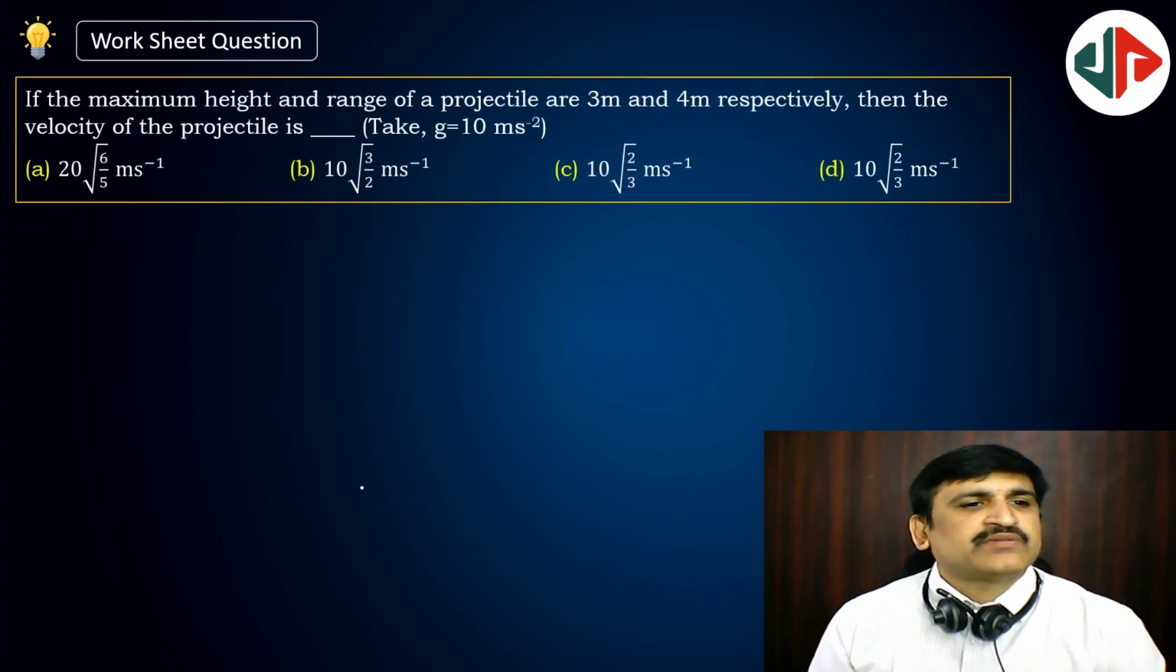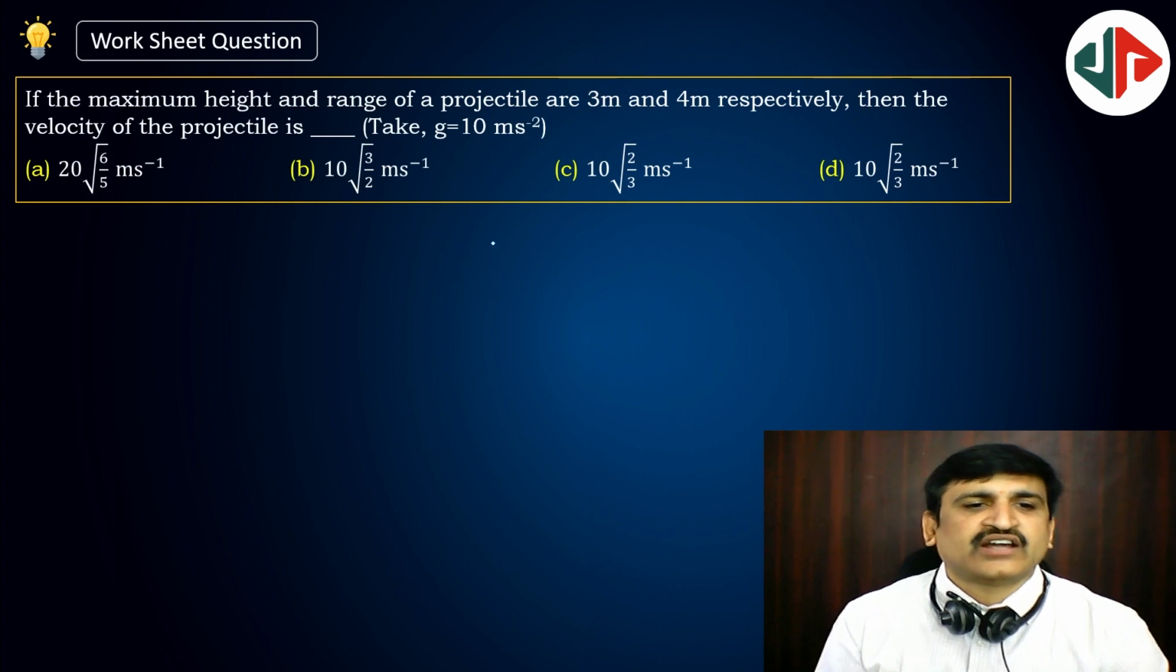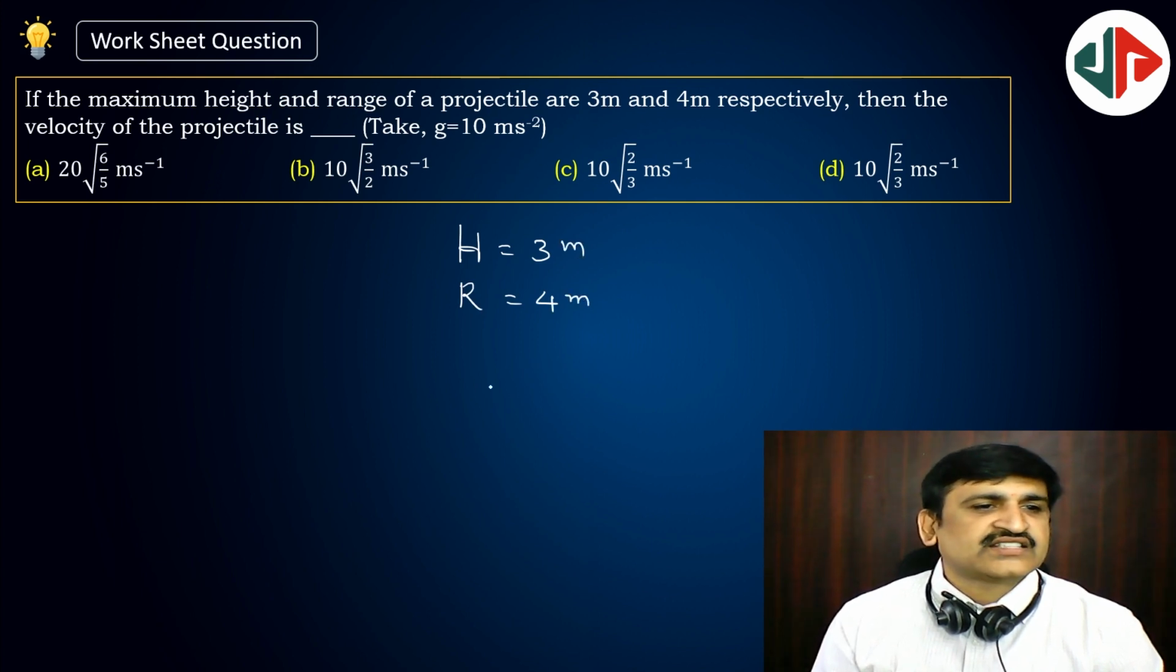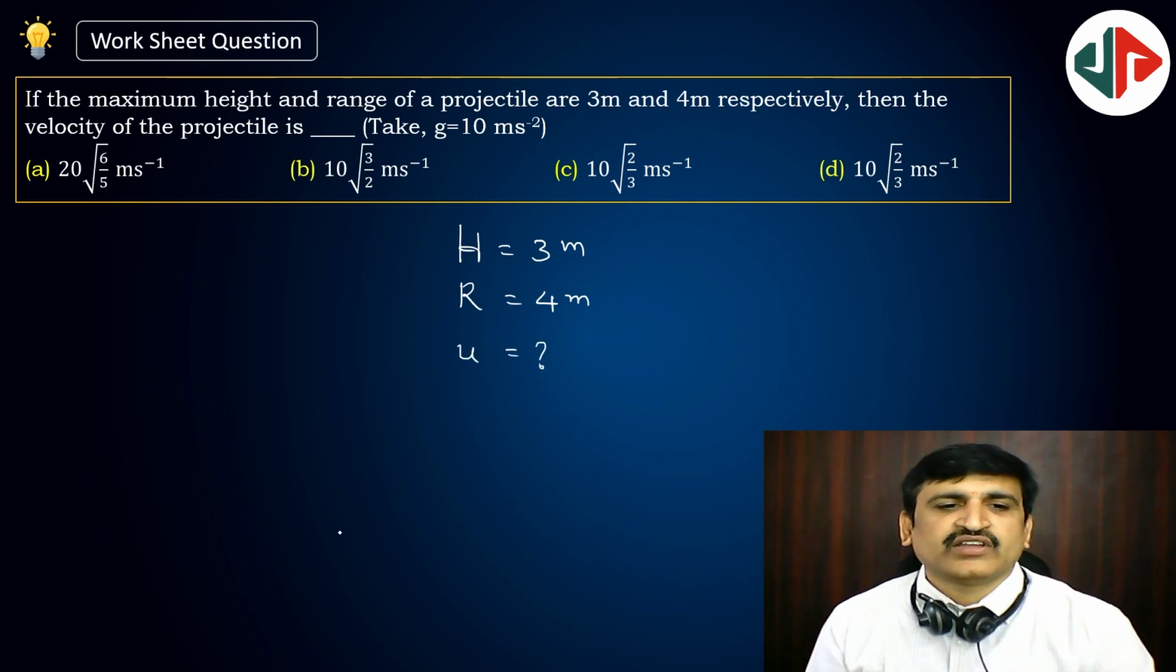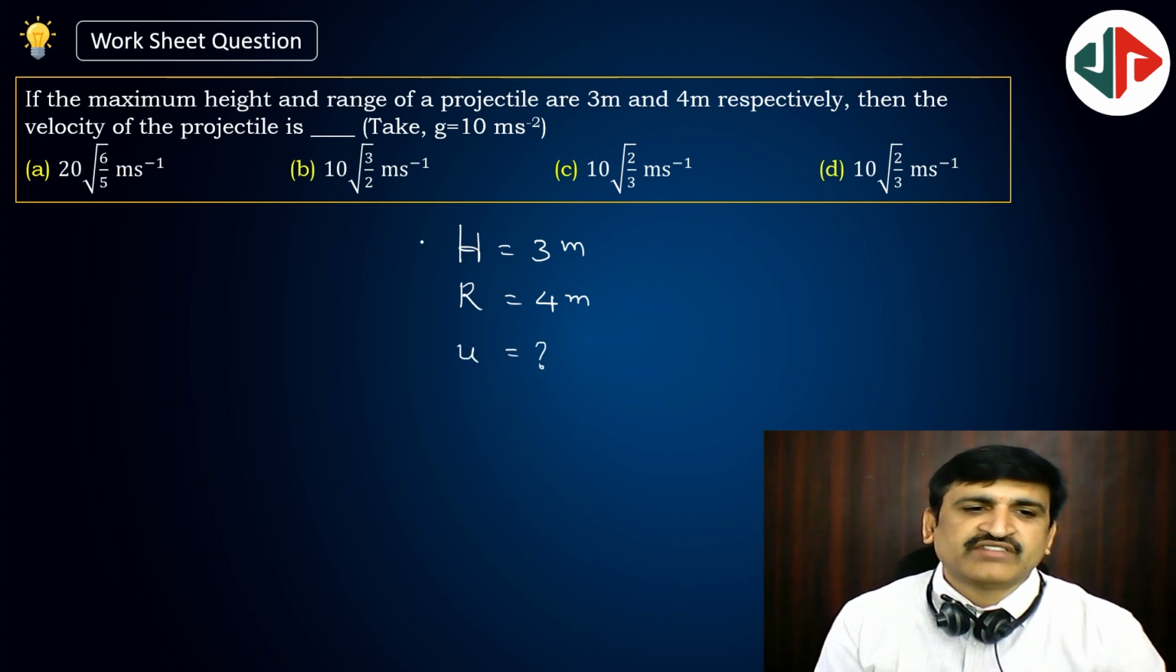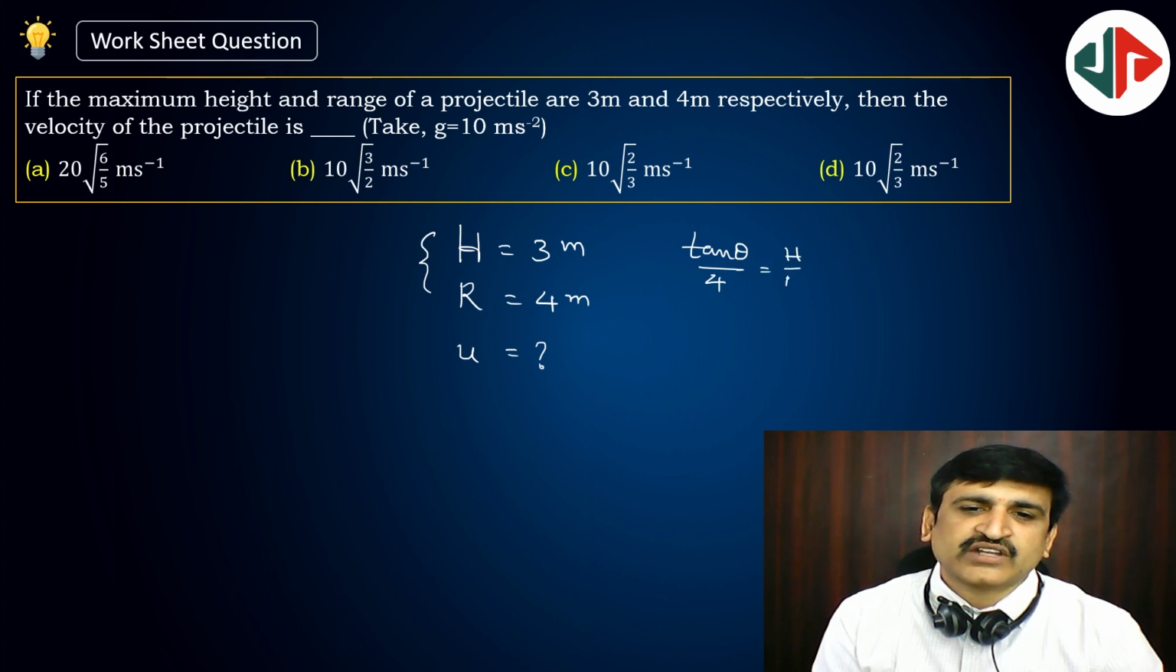The maximum height and range of a projectile are given. The velocity of projection u is equal to how much? Whenever h and r are given, you need to go for this one: tan theta by 4 is equal to h by r, so that theta will come.